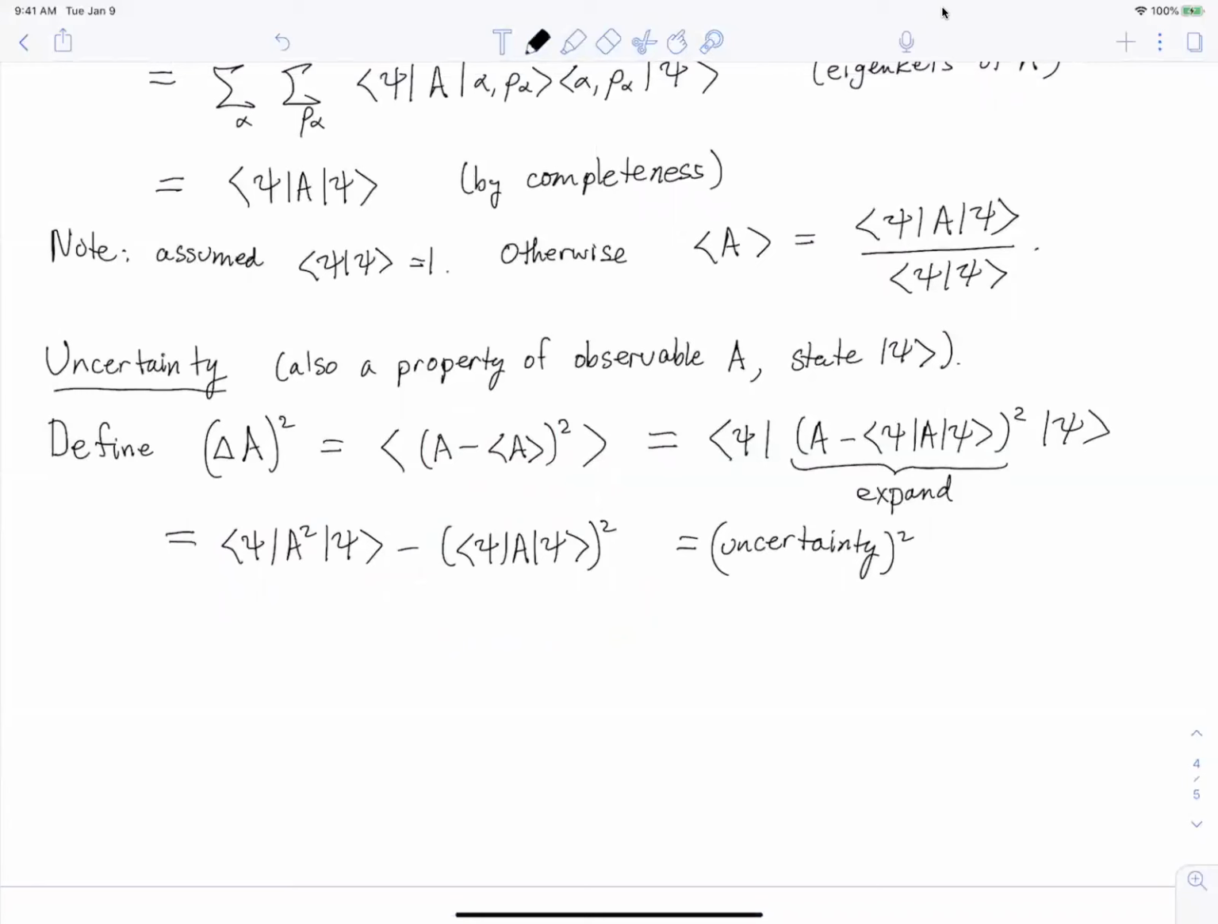Okay, and again, we've assumed that we normalize this thing to 1. If not, it's okay. You just divide your answer by psi psi, if it's not 1.